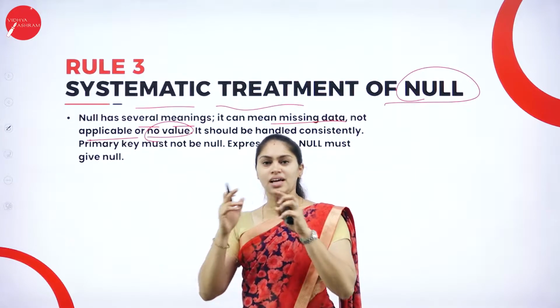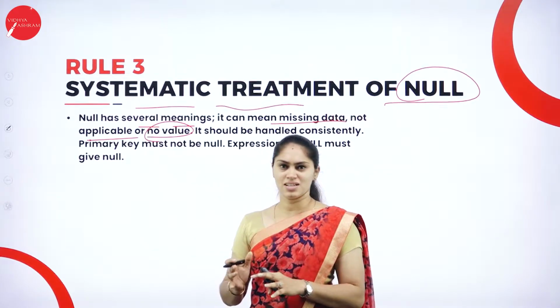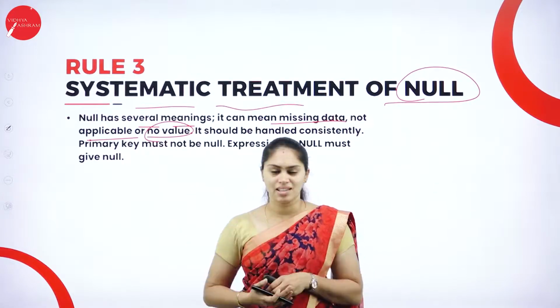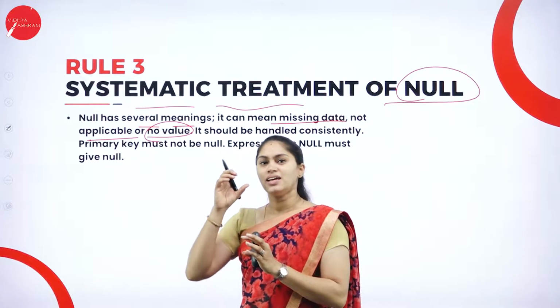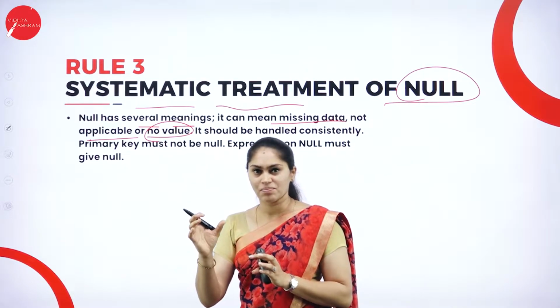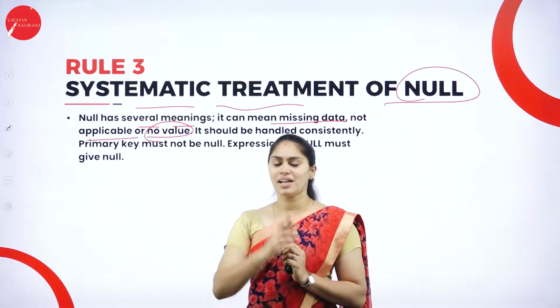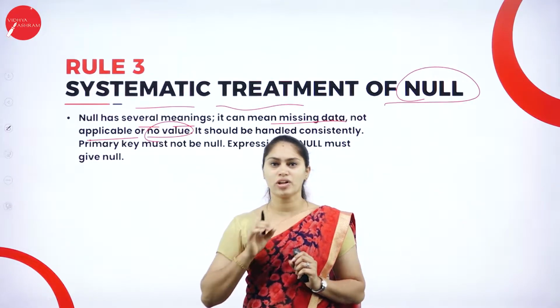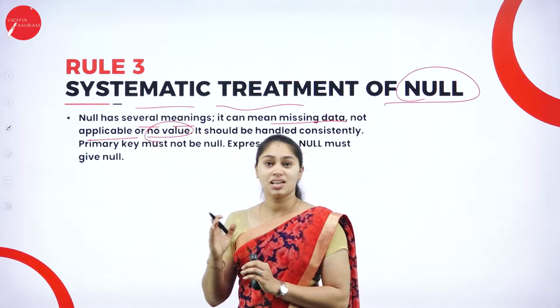For example, I have a student database, right? In that I am going to have n number of tables, and among those tables there will be chances of having null values. So if I consider that null as missing data, throughout my database, wherever I mention null in any of the relations, it must be missing data only.